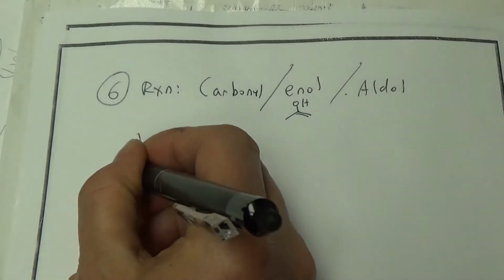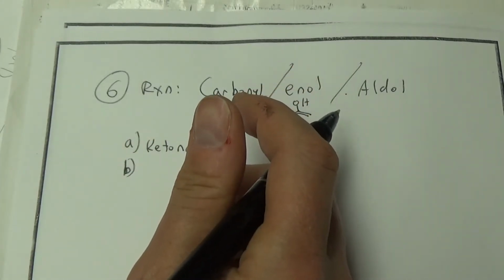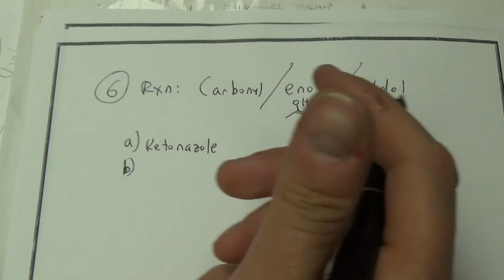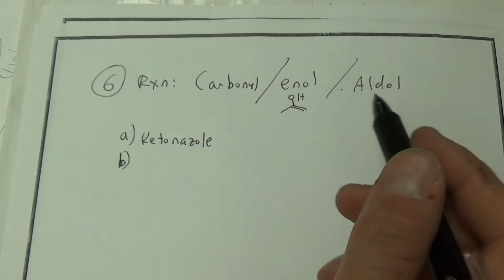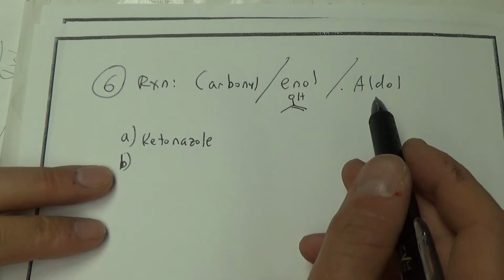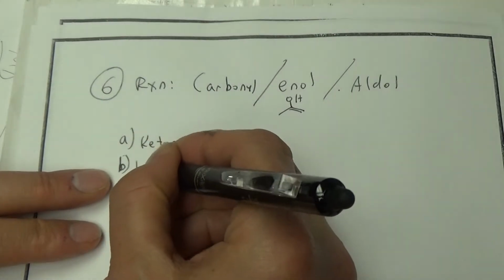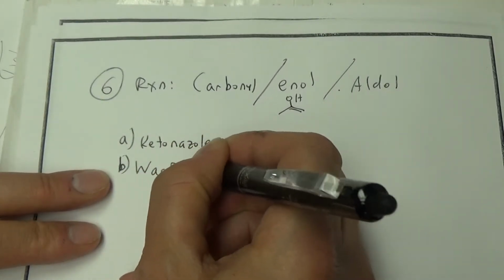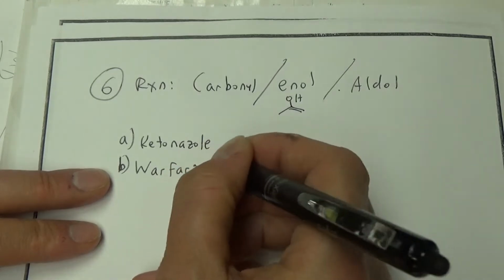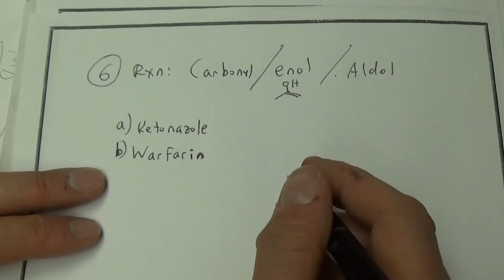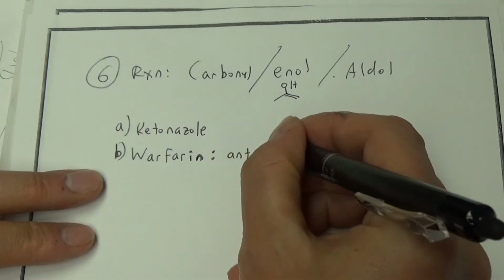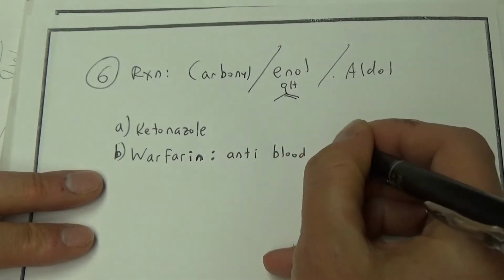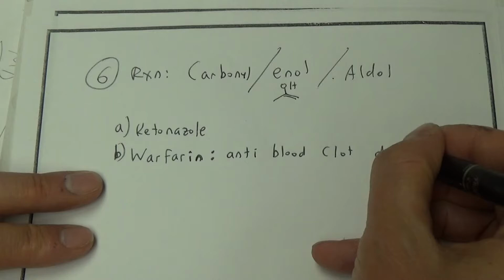Now we're on to B, which is a very popular drug that can be made very simply using this enol chemistry, and actually kind of like an aldol reaction. It's called warfarin. Warfarin, you may have heard of that. It's a very popular anti-blood clot drug. Or you could say it's a blood thinner.